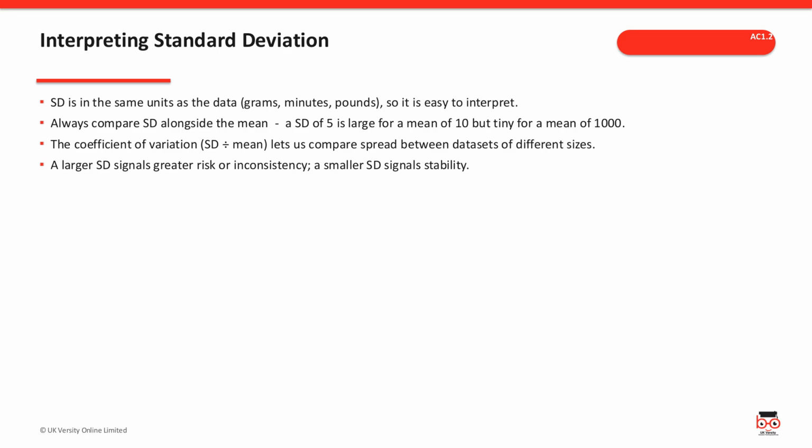Because it's in the same units as the data, grams, minutes, or pounds, you can interpret it directly, but always weigh it against the mean. A standard deviation of 5 is huge when the mean is 10, yet tiny when the mean is 1,000. That's what the coefficient of variation captures, the standard deviation divided by the mean, letting you compare spread across datasets of very different sizes. Broadly, a larger standard deviation flags more risk or inconsistency, and a smaller one signals stability.